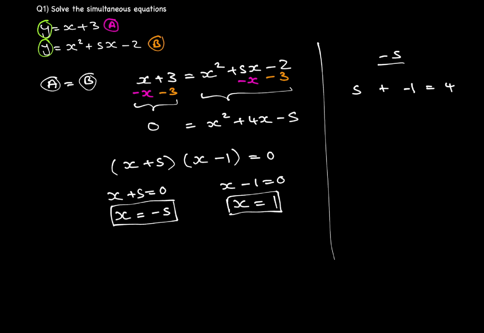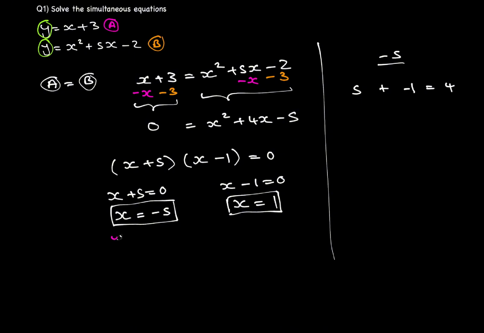And now I'm going to work out my y variable. In order to work out my y variable, I just need to substitute these x variables back into equation A or equation B. Now, because I can use either equation A or B, all I have to do is pick the easiest one. I'm going to pick the linear one in that case.